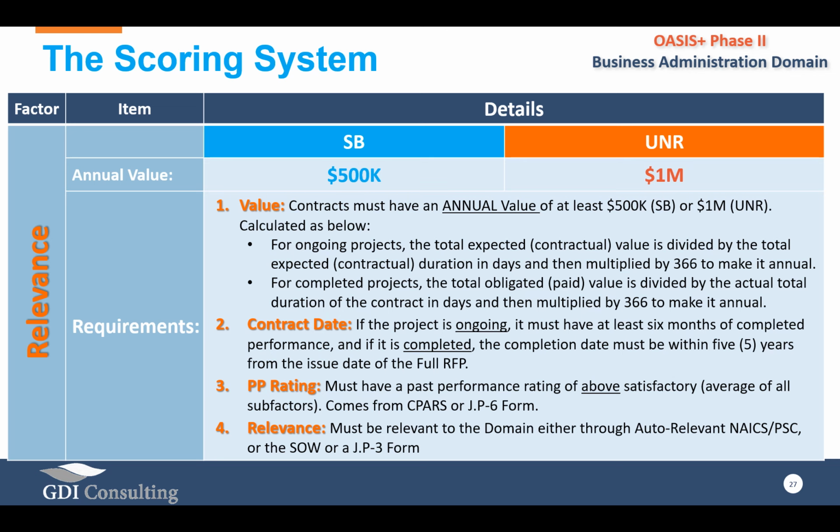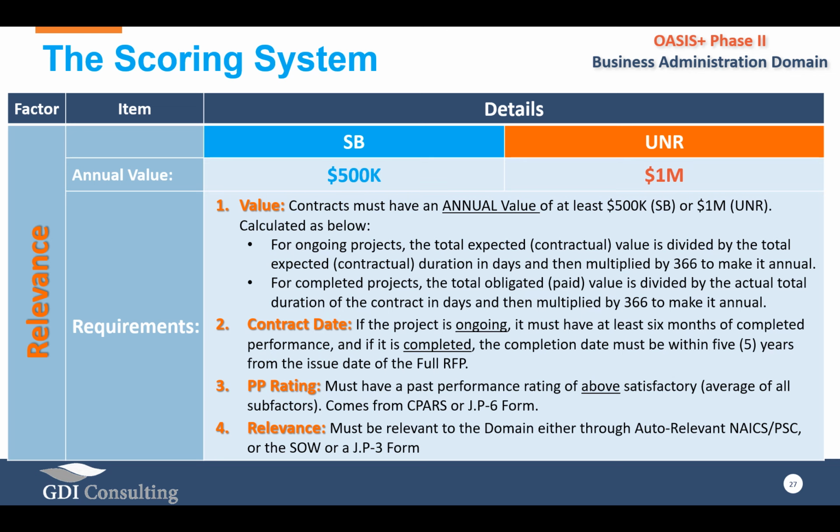Now, if it's a completed project, then the way you calculate it is the actual obligated amount, whatever the government paid you, maybe less than on the paper or more than on your award document. And you divide that by the actual duration. Sometimes the contract is supposed to be 5 years, it's finished in 4 years, or takes 6 years. So you take that 4 or 6. So the actual duration, that's how you calculate the annual value.